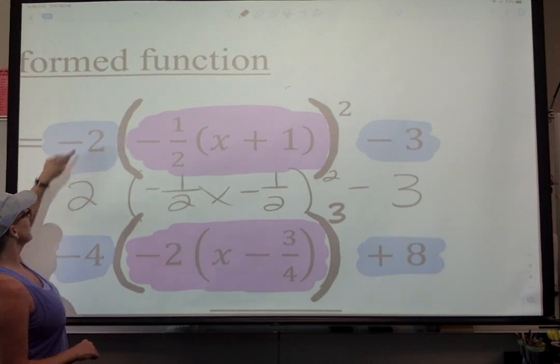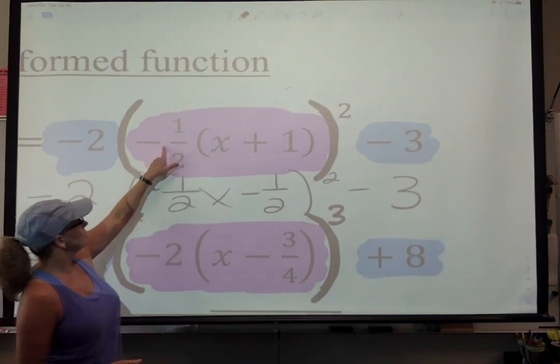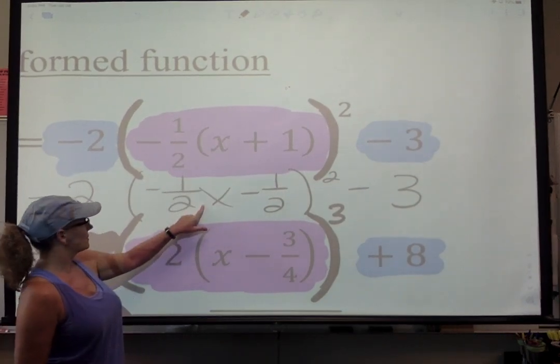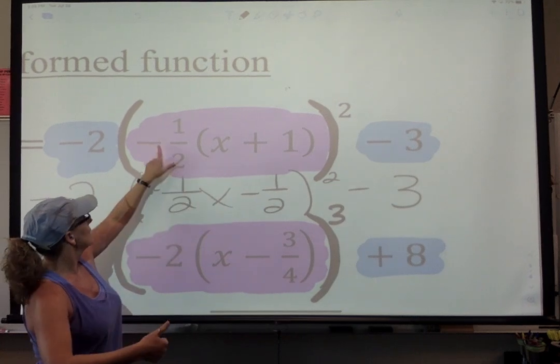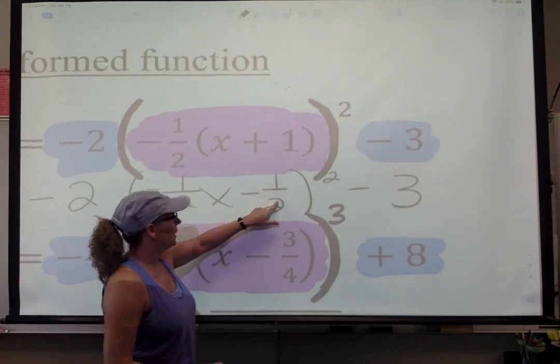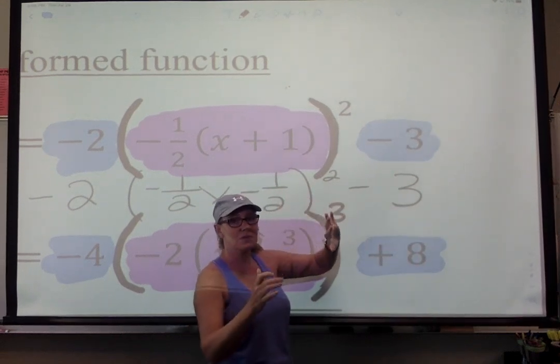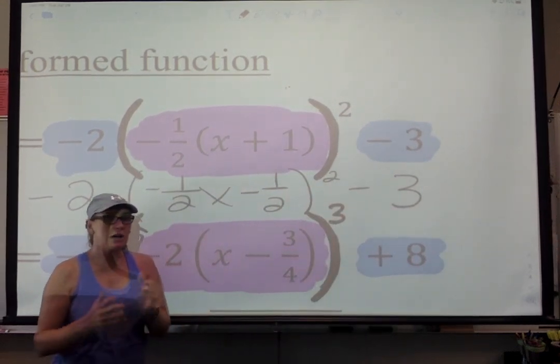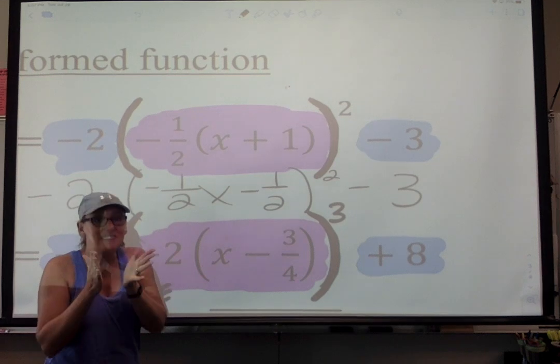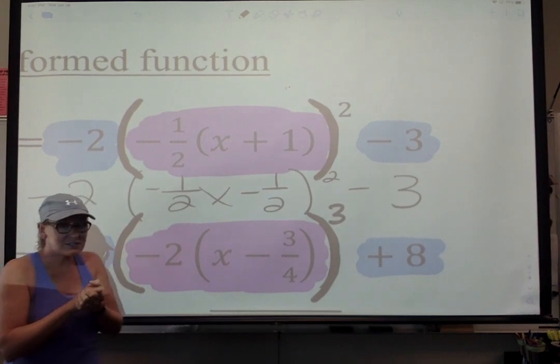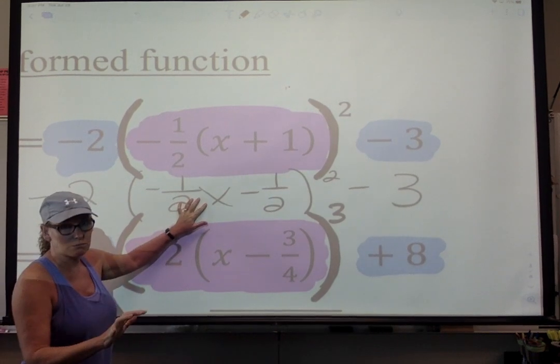So the negative 2 on the outside stayed the same. I distributed my negative 1/2 to the x. I distributed my negative 1/2 to the 1. It's still being squared, and it's still a -3. It is the exact same thing. But listen to what I would say about transformations in this form.